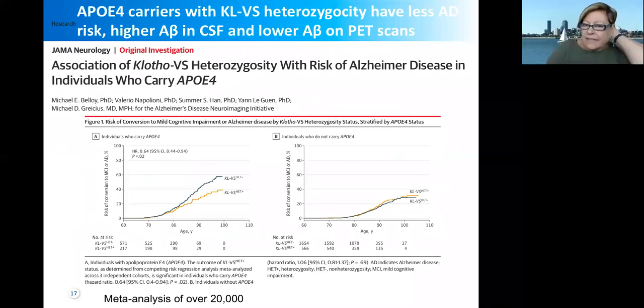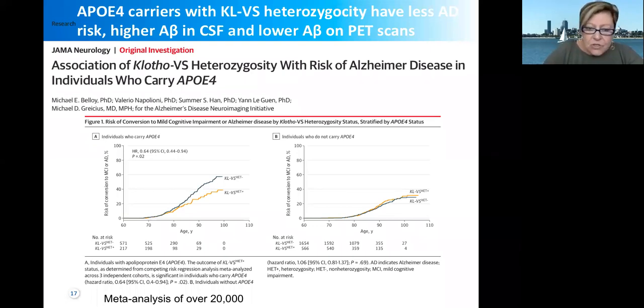Another paper just came out in JAMA Neurology, and this was the one I was asked to comment on for ALS Forum. They did a meta-analysis of over 20,000 people. This included MCI, controls, and Alzheimer's disease. And they found that ApoE4 carriers that have KLVS heterozygosity have less Alzheimer's disease risk, which means if they have MCI, they will not develop AD. They will stay as MCI.